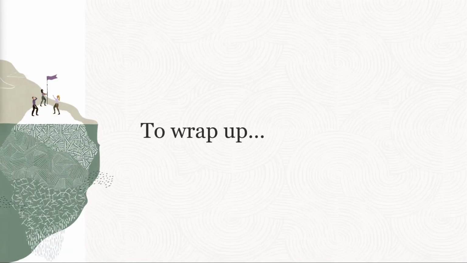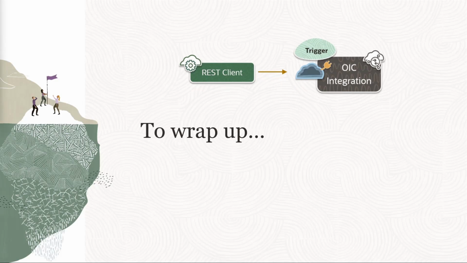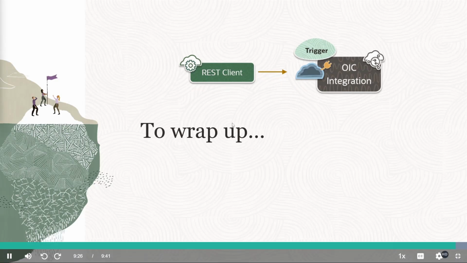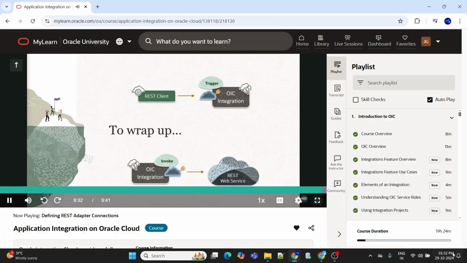And so to wrap up, we covered the two general use cases for creating connections with the REST adapter: in the trigger role to serve as a REST API interface for clients to access an OIC integration, or in the invoke role used to identify and access an external web service.